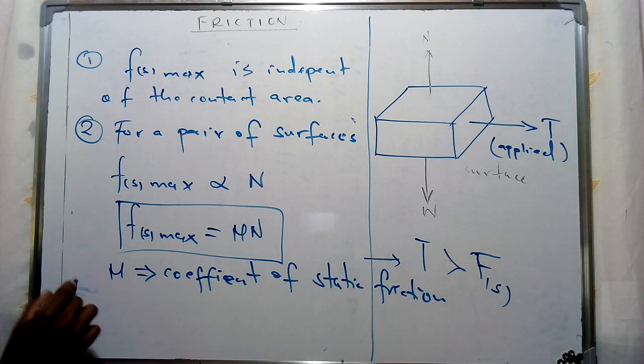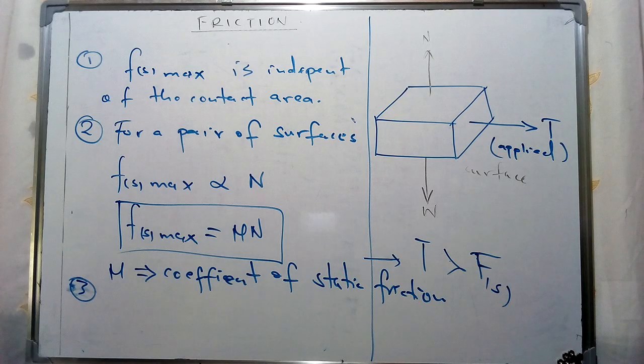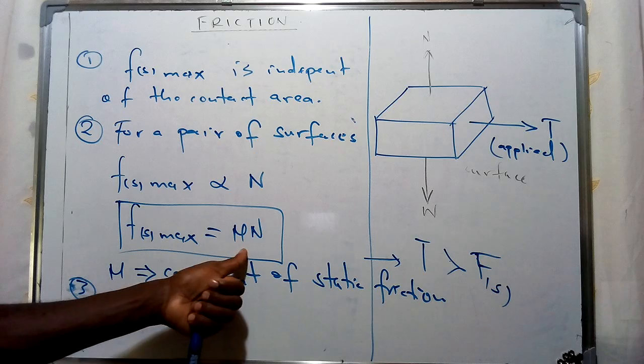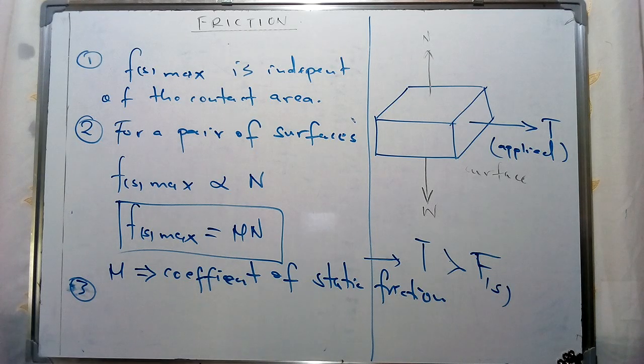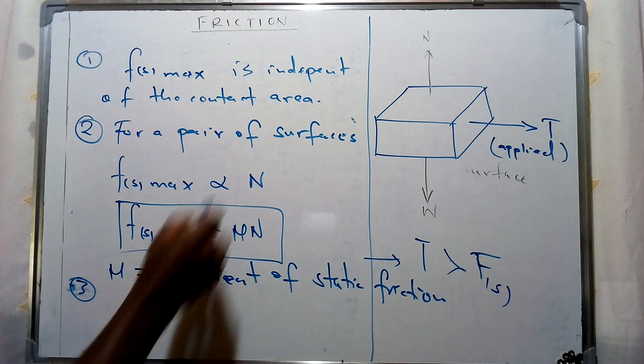And of course, we can look at the third property of static friction and try to see what some of the properties are. In this case, we are going to see that this specific aspect of mu, which is the coefficient of static friction, is going to depend on the nature of the two surfaces which we have said.